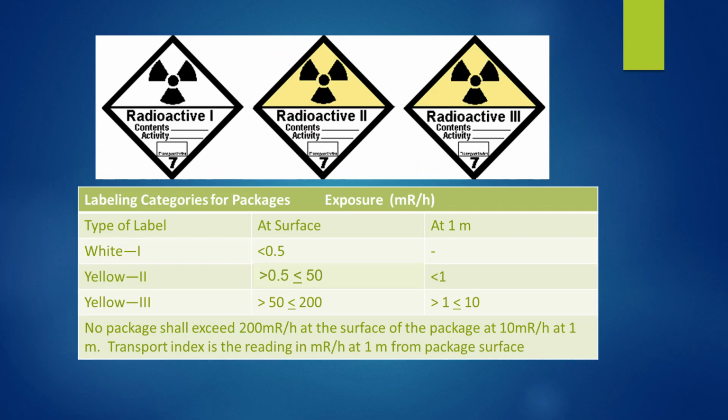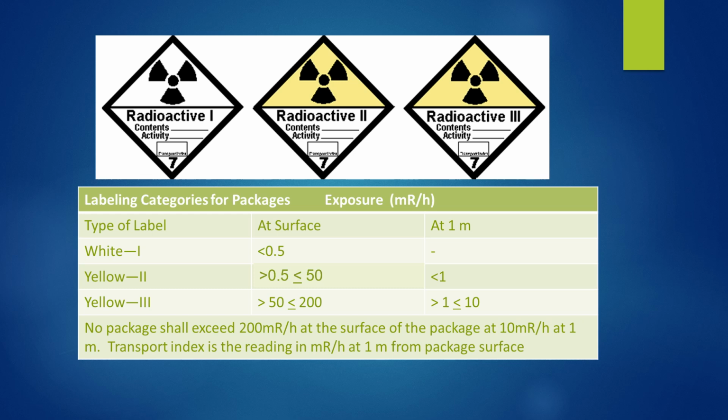And these are the limits at the surface of each one. It's very important that you know this. White 1 at the surface needs to be less than 0.5 mR per hour. And at 1 meter, it should be reading the same as background. Yellow 2 is between 0.5 and 50 at the surface. And at 1 meter, it should be less than 1. A yellow 3 could be anywhere from 50 to 200 at the surface. And then it needs to be somewhere between 1 and 10 at 1 meter.